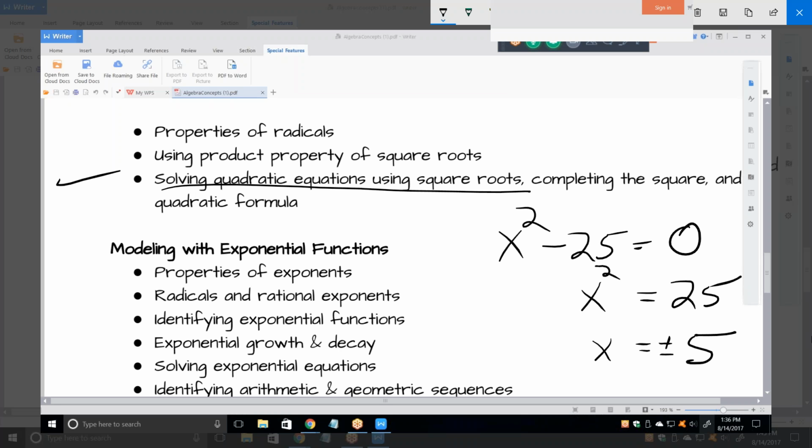And I guarantee you, you will lose points if you leave off the plus or minus. 100% of the time. There's no teacher in Colorado that's not going to deduct points if you do not put the plus or minus there. Now, pretty much the rule is whenever you're taking the square root of both sides, which is what you did here, always begin your answer with the words plus or minus. Never, there are no exceptions.